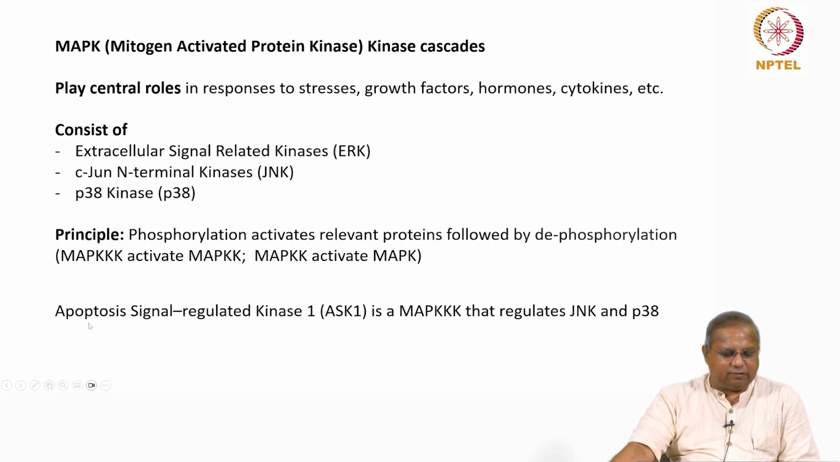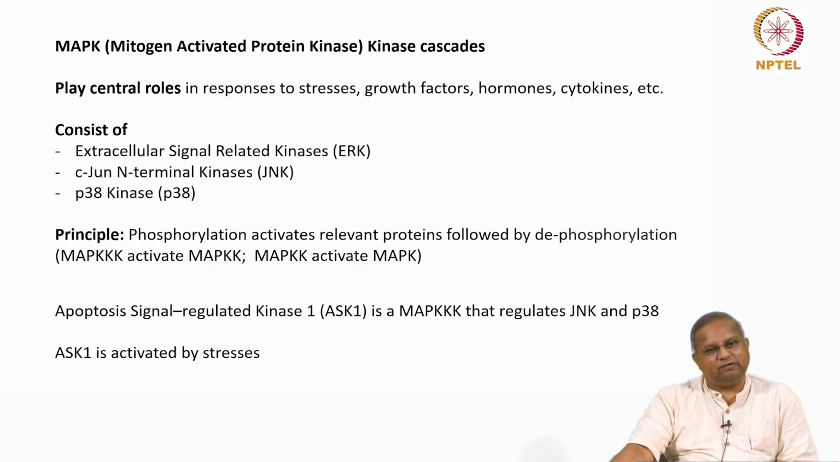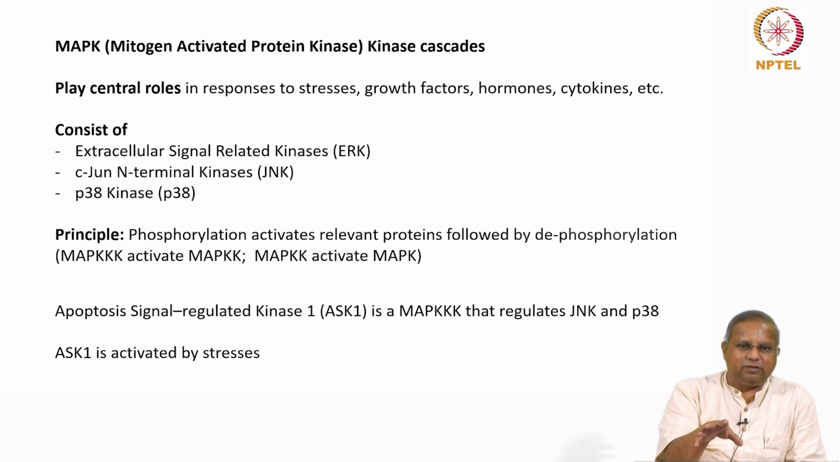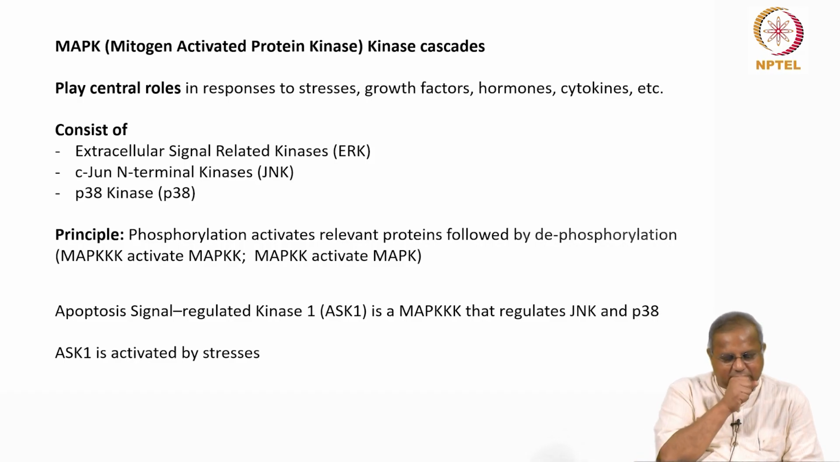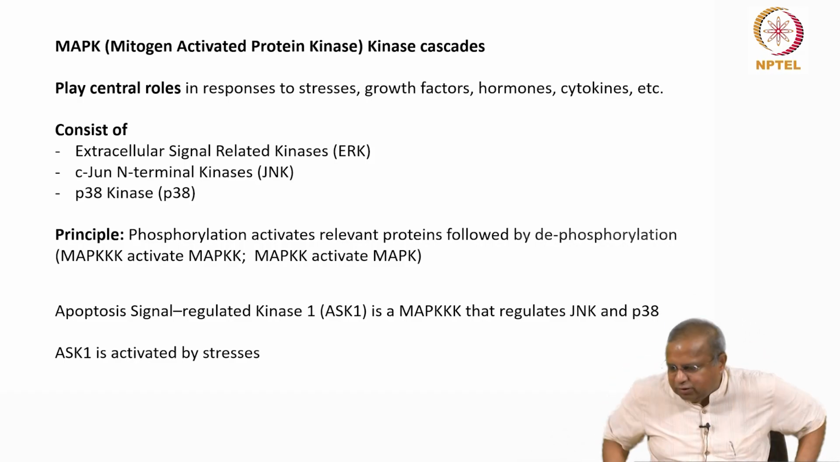And ASK1, which stands for apoptosis signal regulating kinase 1, is a MAPKKK that regulates JNK and p38. This ASK1 can regulate JNK and p38 here. And ASK1 is activated by stresses. So, stresses cause reactive species formation, which activate ASK, and this process can happen. We will look at some details. You might want to write this down.